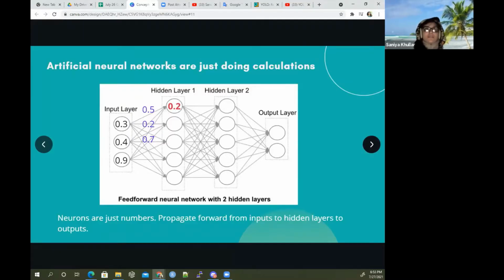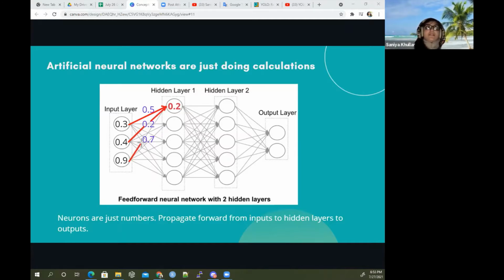So I want to give an example to you guys of how this would work. Neurons are just doing calculations here. I decided to label just a few examples, like this 0.5 represents how much this neuron is giving to this neuron. And this 0.2 represents how much this 0.4 is giving to this neuron here.